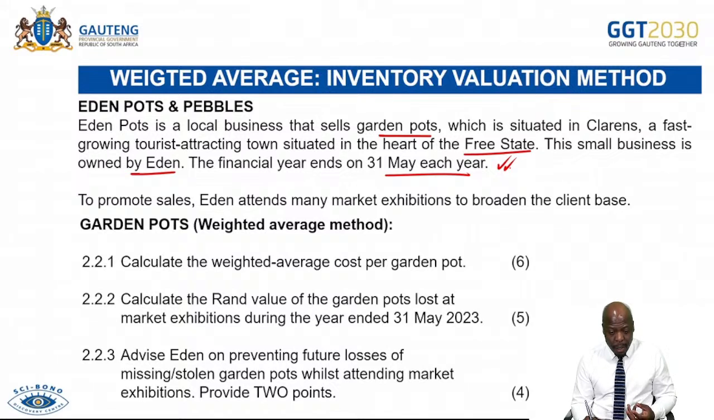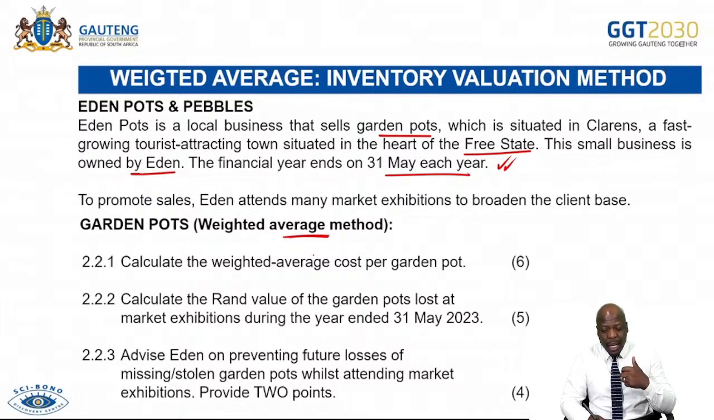Okay, to promote sales, Eden attends many market exhibitions to broaden the client base. Garden pots, weighted average method. So as I said, this question was testing on the garden pots as well as, I think, the other product was the pebbles. Okay, so we're not going to look at the pebbles. We're only going to focus on the garden pots.